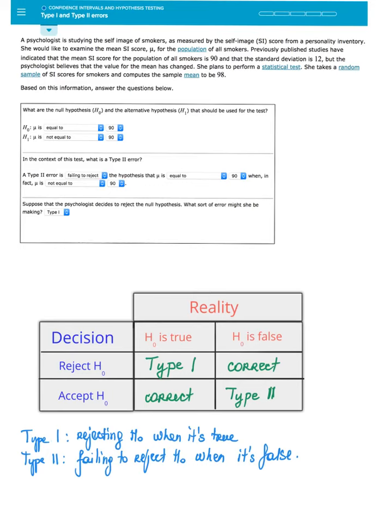In this video, we will learn how to identify type 1 error and type 2 errors. These are the errors that could be potentially made when performing a hypothesis test.